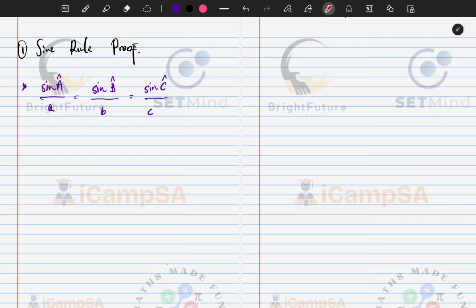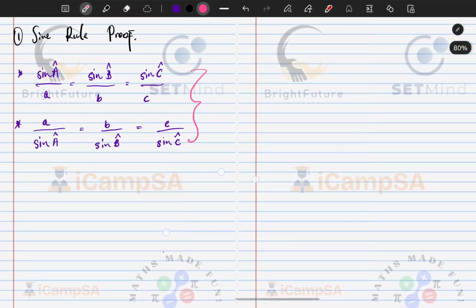And the inverse is true. So if the numerator becomes the denominator, we have side A over sine of angle A equals side B over sine of angle B is equal to side C over sine of angle C. Right, so the inverse is true. So these two things are literally the same thing. Now let's go ahead and see how we can prove that.